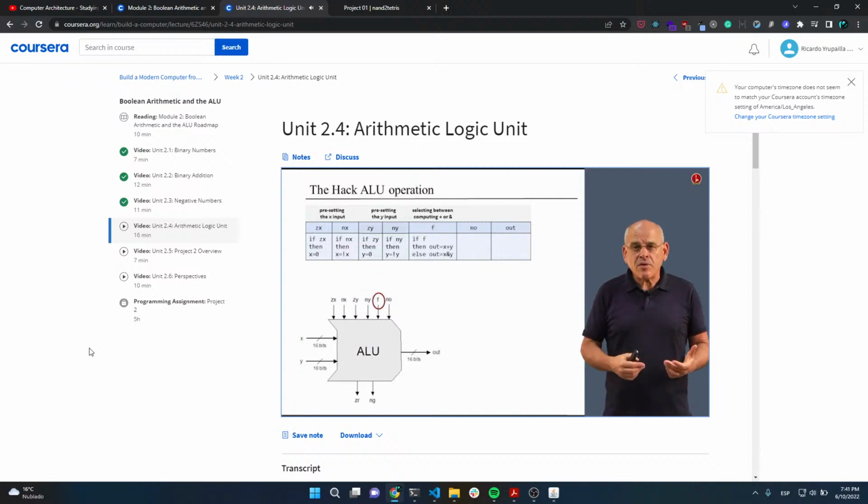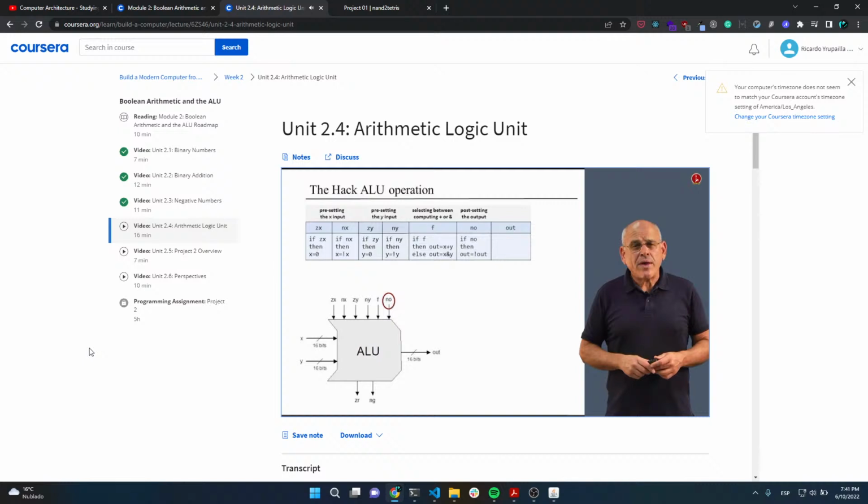If f is 1, we compute x plus y. If f is 0, we compute x and y. Now, these are the processed x and y. So before we do these computations, the x and y's have already undergone these manipulations that we talked about before. They became either 0 or negated or nothing, maybe we didn't touch them, and then we compute either addition or 16-bit AND. Finally, we have the no bit.